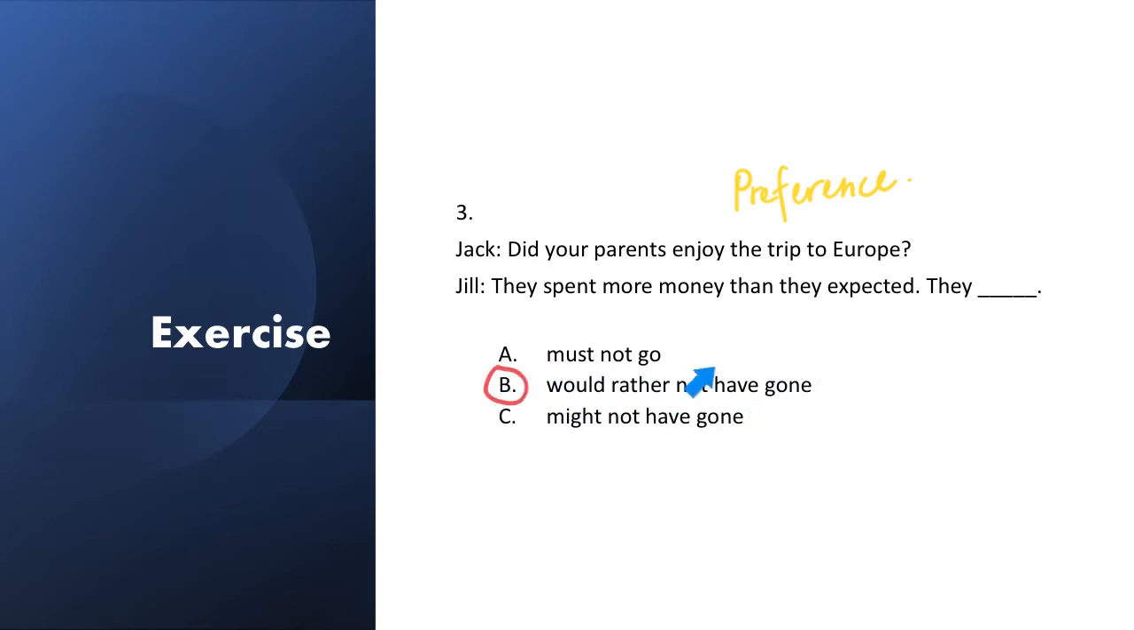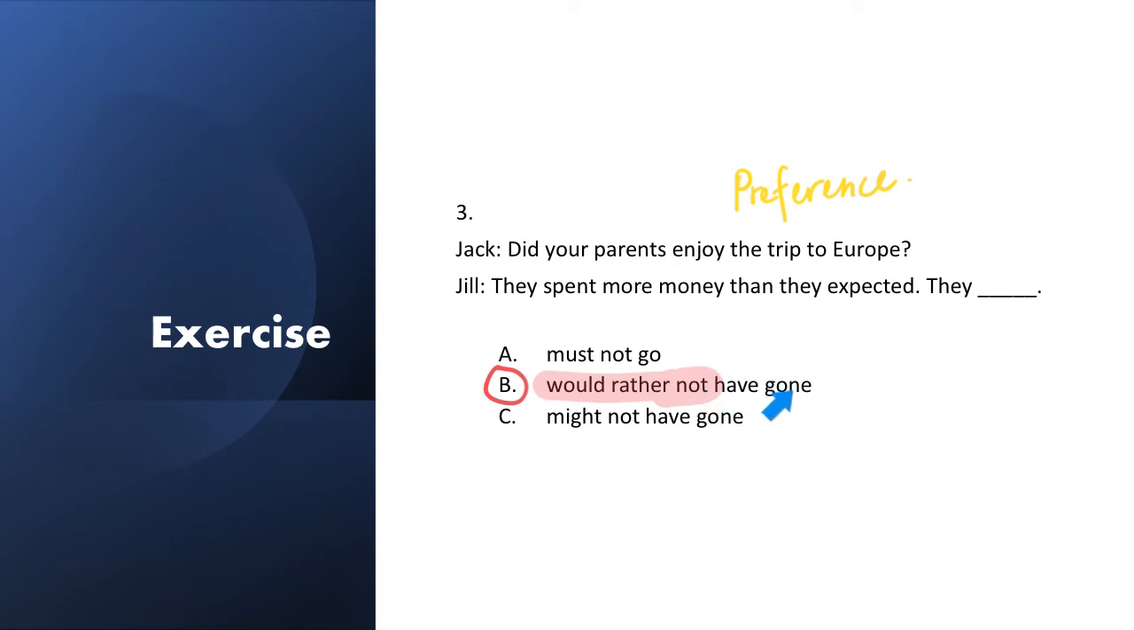Now B is a very long answer. Let's take a look at the structure of the answer. First of all, we have would rather, and this would rather is used in the negative sense, so a not is added. So if Jill's parents were given a choice to choose again, they would not have done the same. So here it's would rather not. And after not, we have gone, have in verb base form.